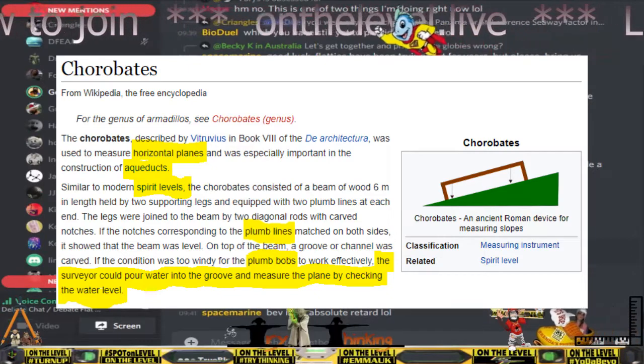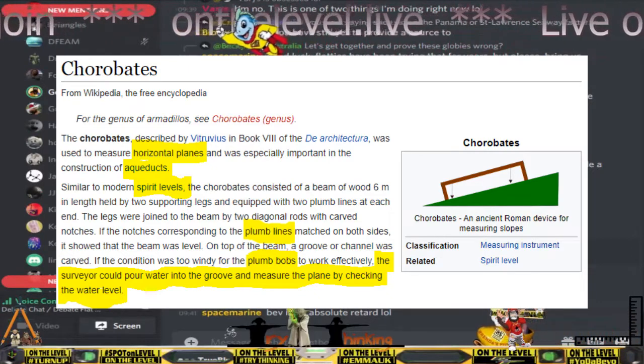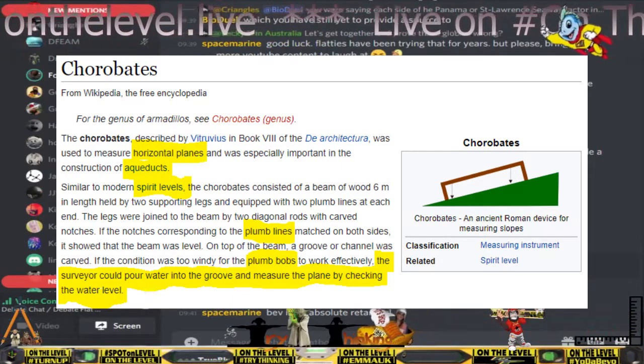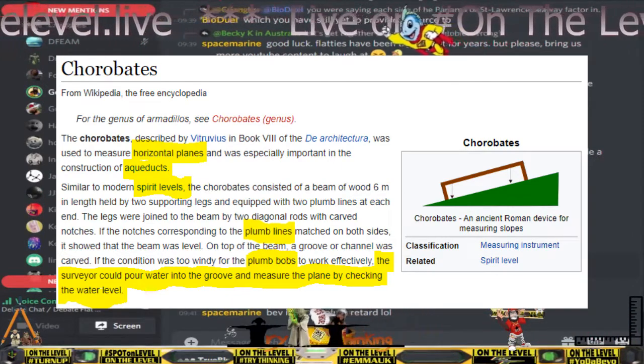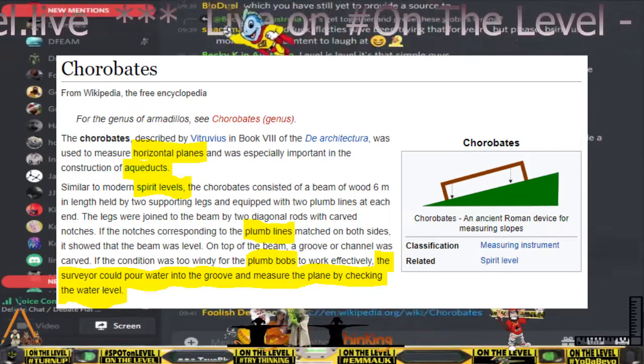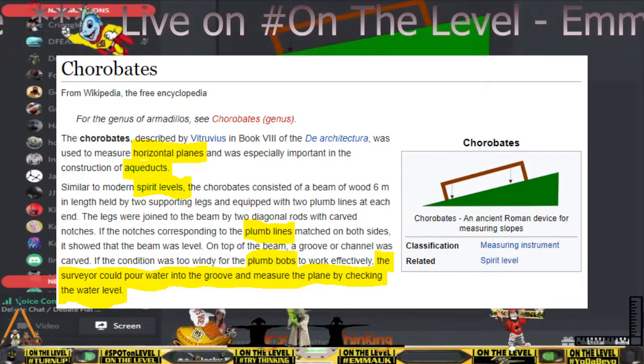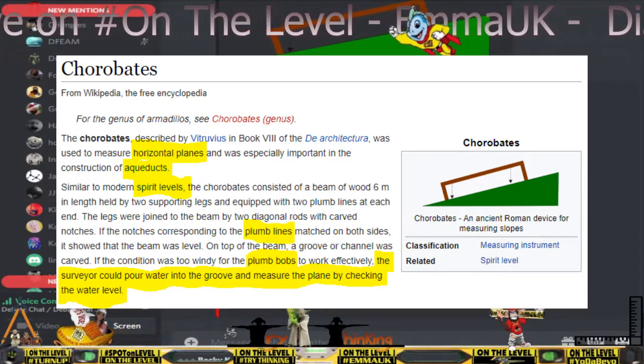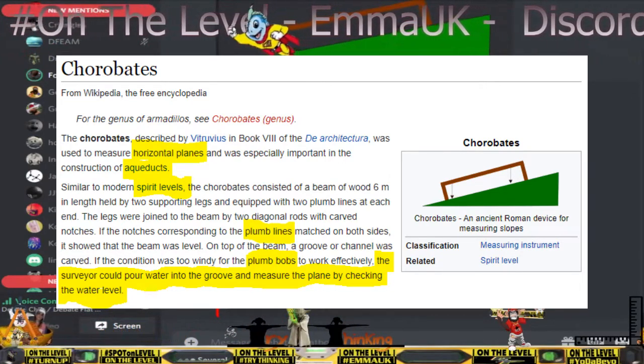I think he does, Foolish, because one of his mates used to have that as his username. So before you go too far down that road, I think he knows exactly what. Foolish, you tell us you know what a water level is. There you go. Never heard that word before. Here's a link for a chorobat.